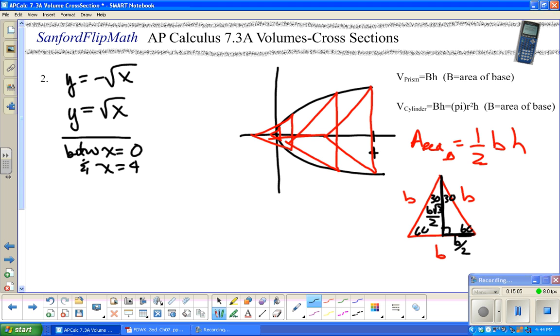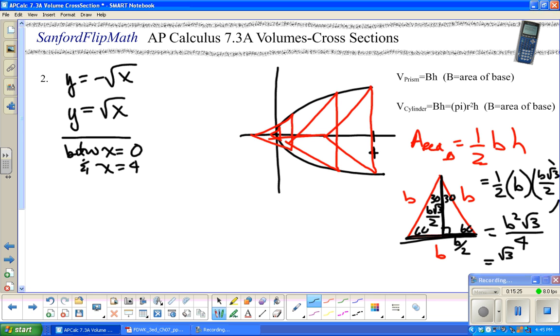So the area of this triangle is going to be 1/2 times the whole base times base square root of 3 over 2, which most people would rather write as base squared square root of 3 over 4, or square root of 3 over 4 times the base squared. That is the area of that triangle. That is the area for this guy. Well, the problem is, what's the base? Well, thanks for asking. The base here is actually 2y, just like what we did in that square. So it's going to be 2 square root of x.